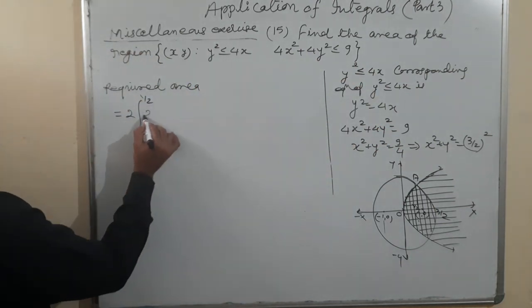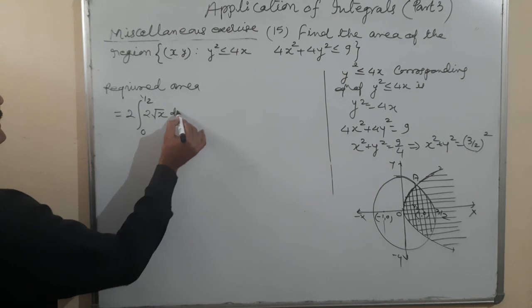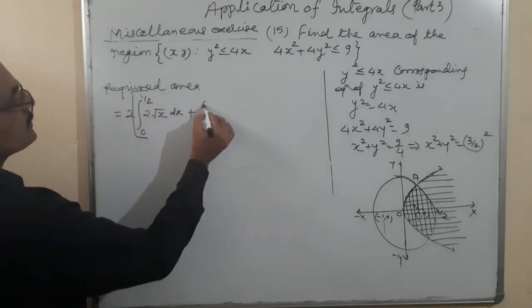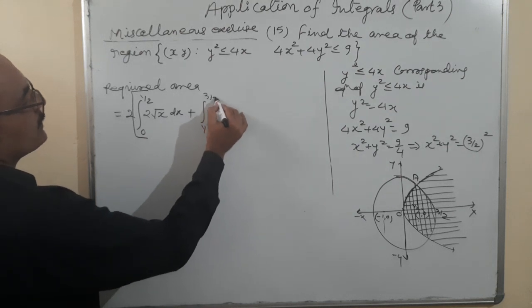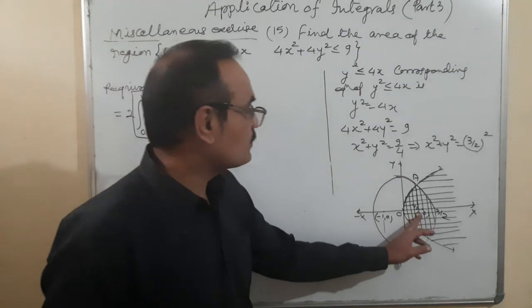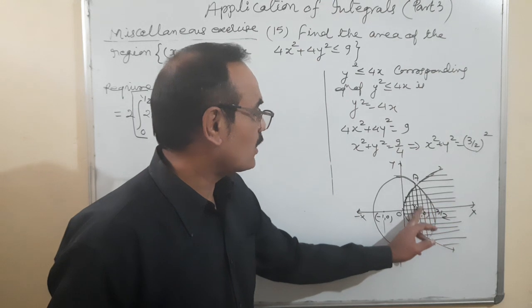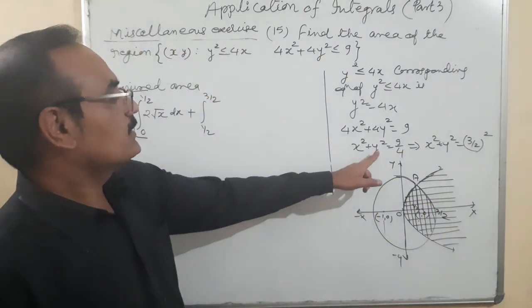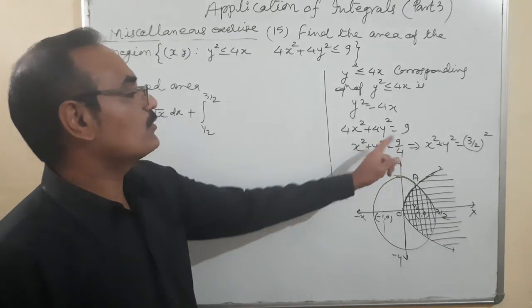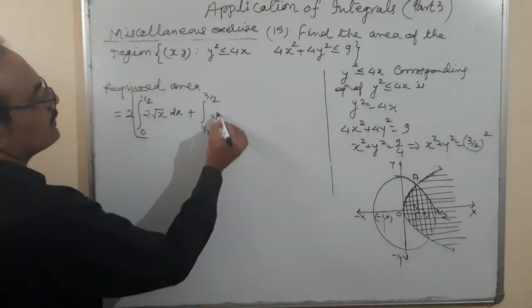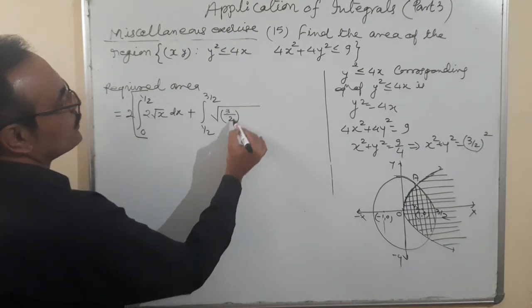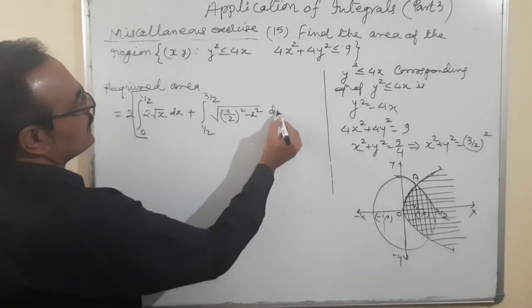So I write here 2 root x dx, plus this 2 is outside, plus limit 1 by 2 to 3 by 2, and that is surrounded by this. This is a part of a circle, and the circle is y square is equal to 9 upon 4 minus x square. So I write here under root, 9 upon 4, 3 upon 2 whole square minus x square dx.